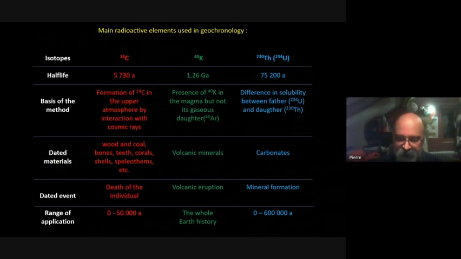The second one is potassium-40. You see here the time range is very, very important, but the problem is it is only possible to apply it on volcanic material. And the third one we will talk about is the thorium and uranium couple, working in a time range between now and 700, 800 kiloyears. We will see why just after.